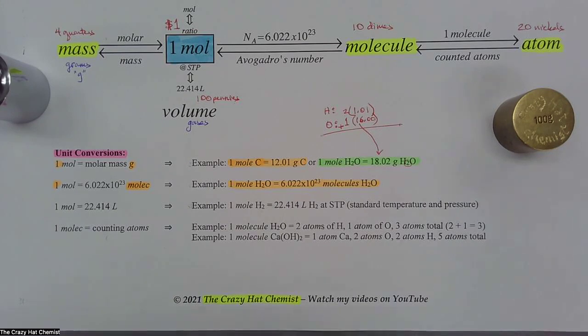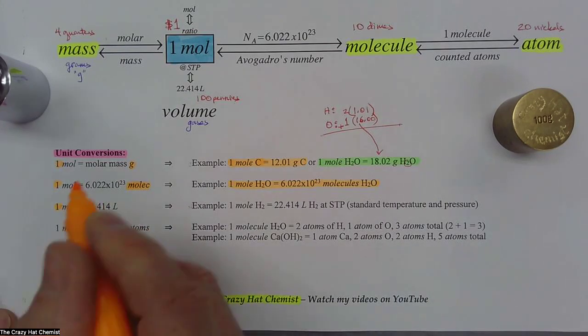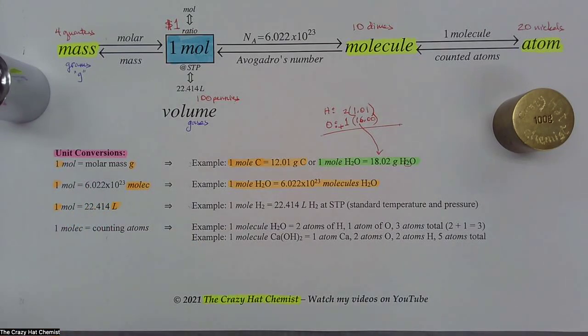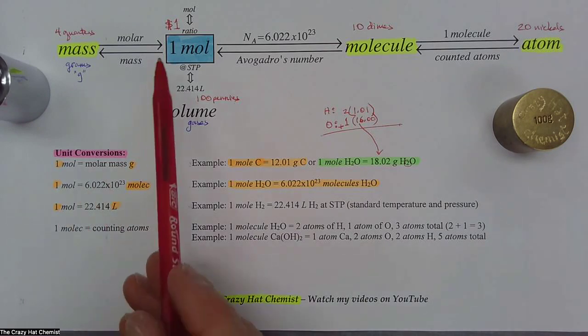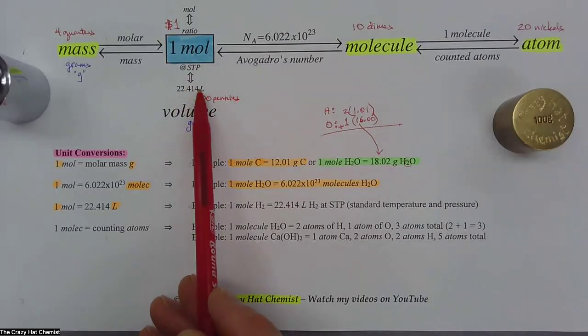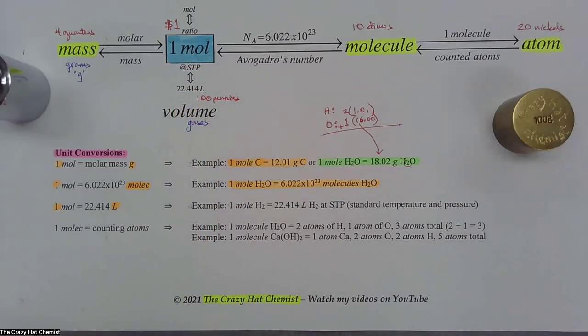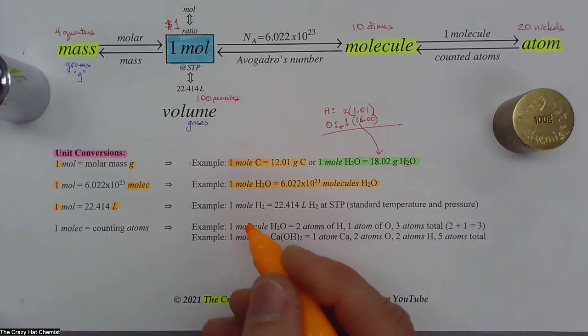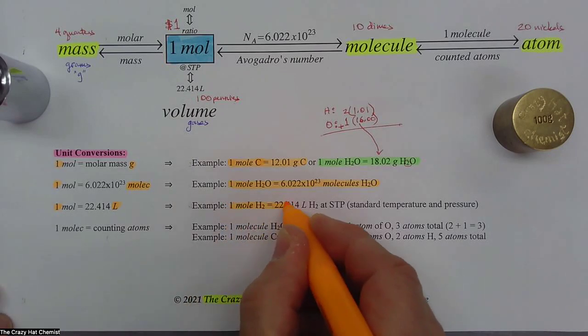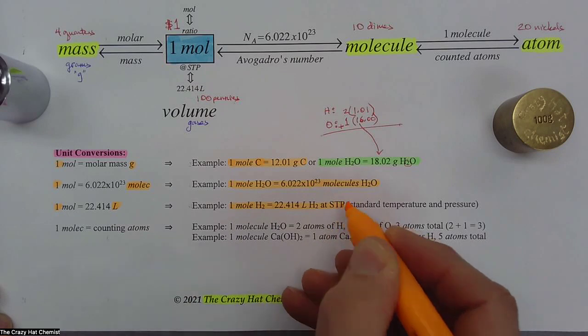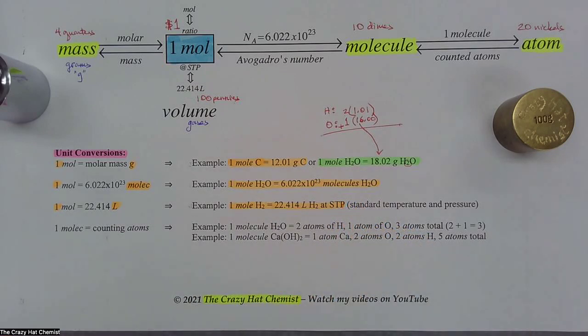Our next one is 1 mole is equal to 22.414 liters of any gas at standard temperature and pressure. So 1 mole is equal to 22.414 liters of any gas at STP. That is, 1 mole of hydrogen gas is equal to 22.414 liters of hydrogen gas at STP conditions. It's very important that this is STP conditions. It does not apply to any other set of conditions besides STP.